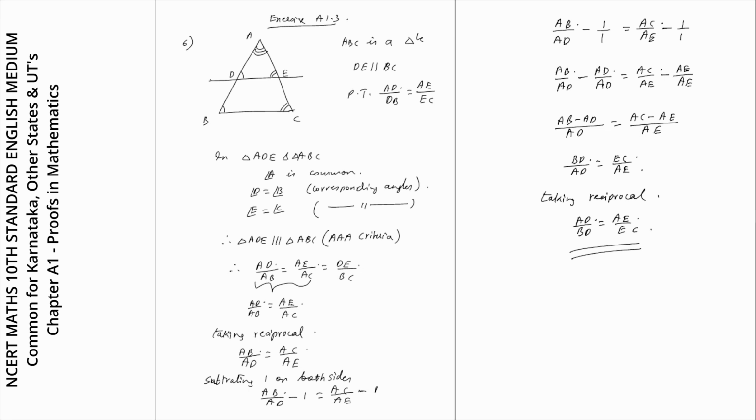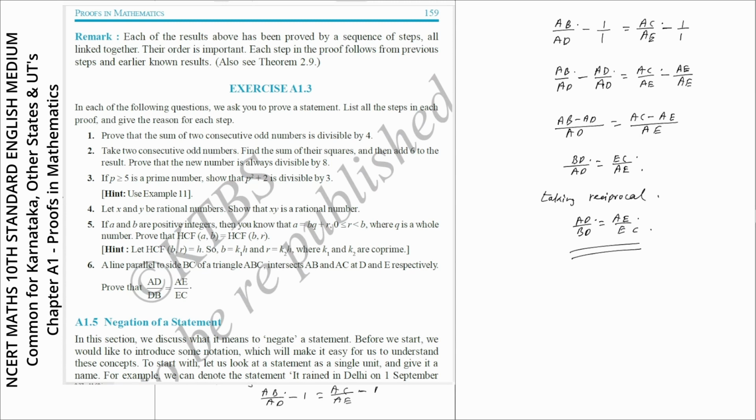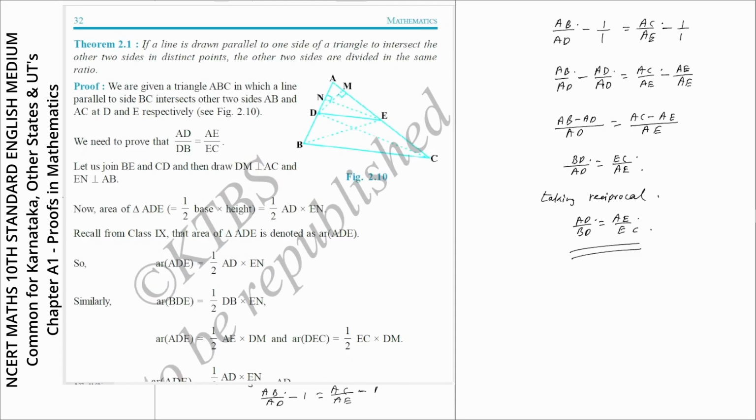Here in this solution you can see each and every step is a mathematical statement which is true, and each statement is based on the previous statement. Like this, making statement by statement which are true, and finally coming to the conclusion is called deductive reasoning. This question number 6 is actually a theorem which you may have already studied in the chapter Triangles. If a line is drawn parallel to one side of a triangle to intersect the other two sides in distinct points, the other two sides are divided in the same ratio. This is actually a theorem.